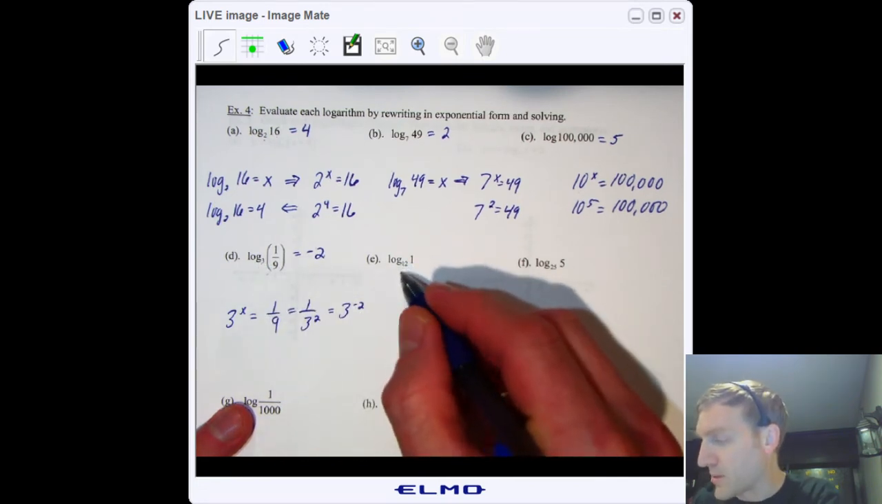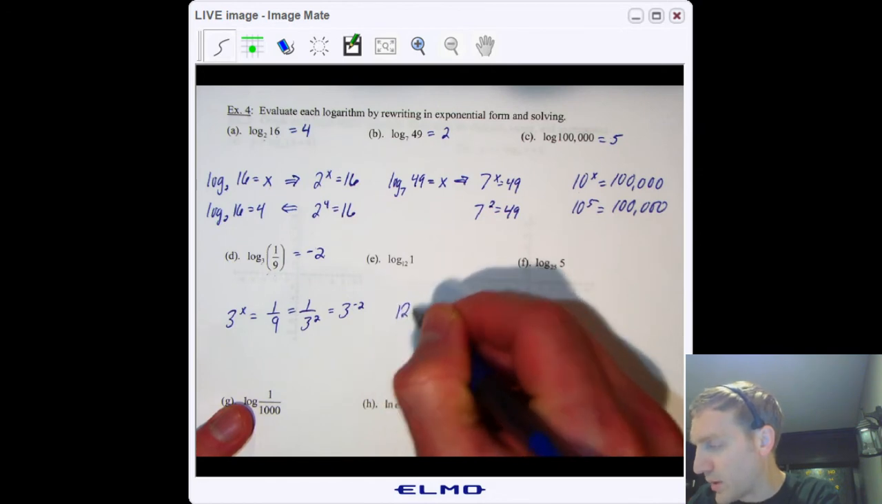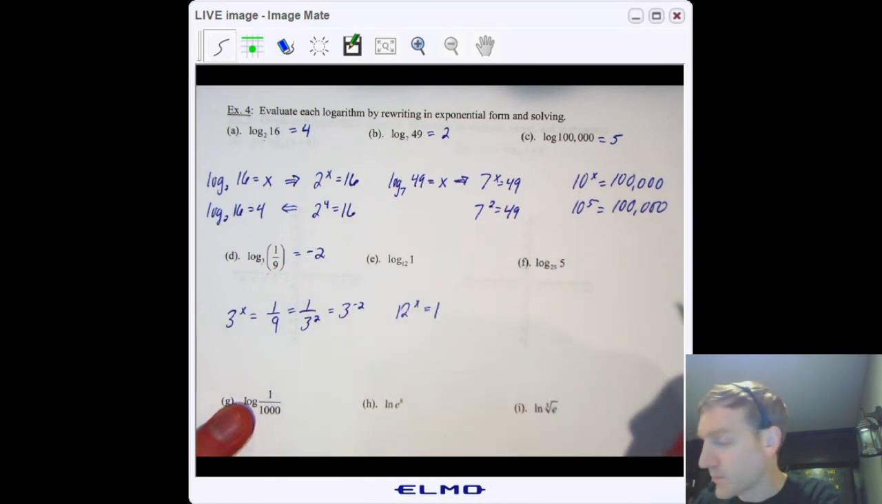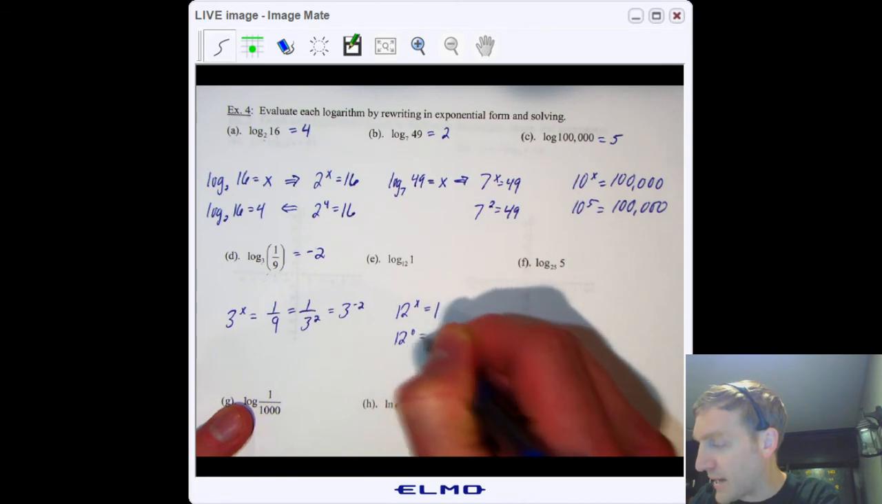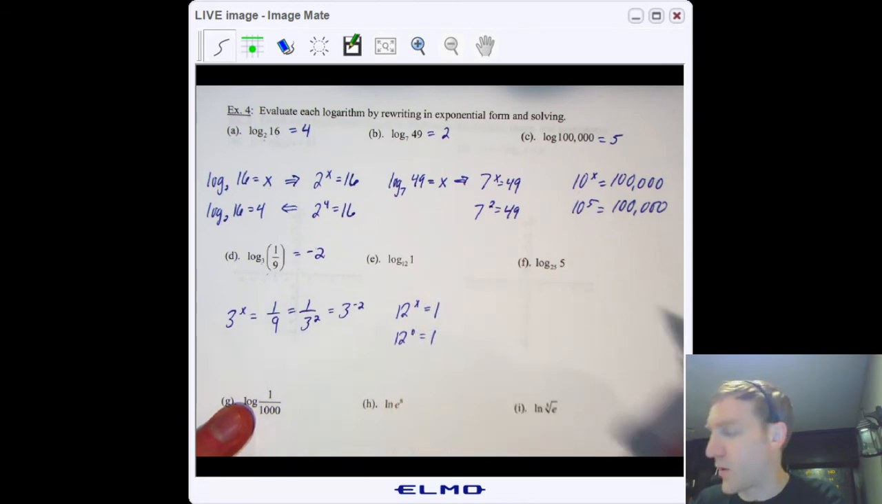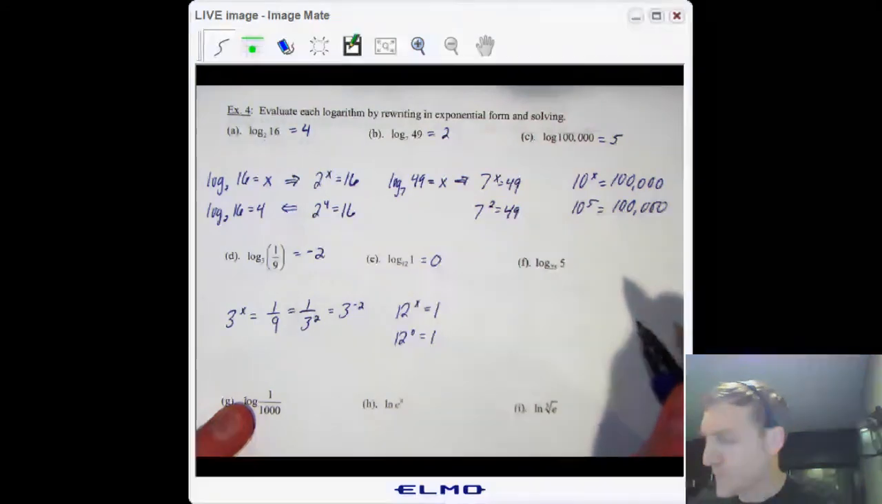Next one, log base 12 of 1. So I want 12 to the x power is 1. Well, as you probably know, anything to the 0 power is 1, right? Another one of our exponent rules. So the log base 12 of 1 is 0.